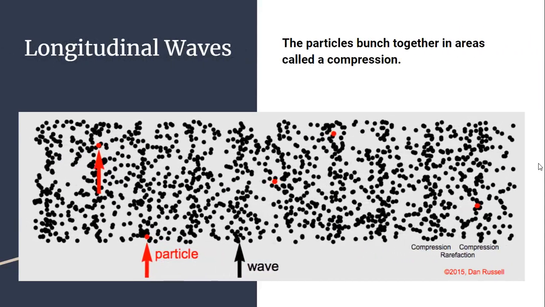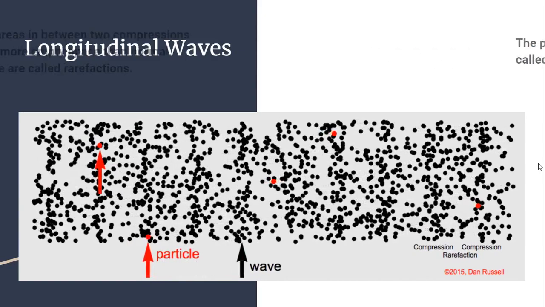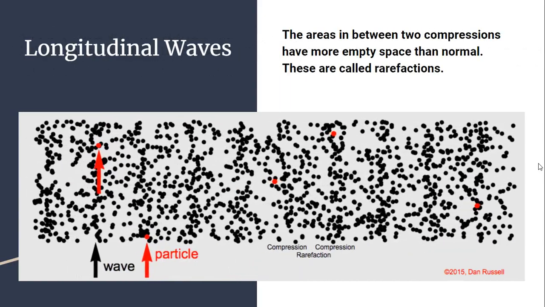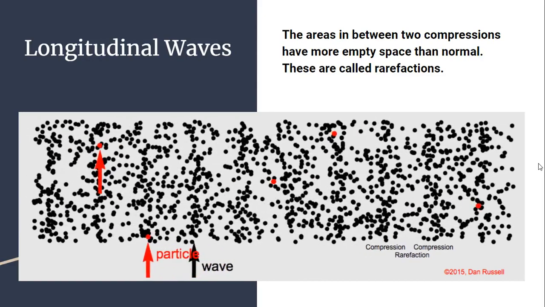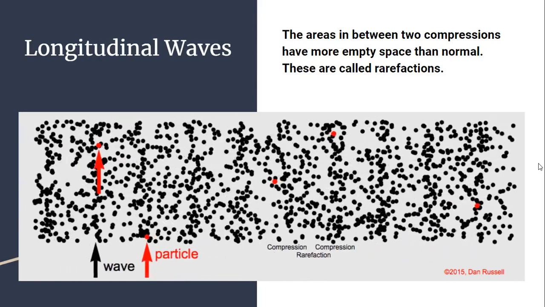This creates areas where the particles are bunched together. These bunches are called compressions. It also leaves some areas that are a little bit more empty than normal. These less compressed places are called rarefactions.